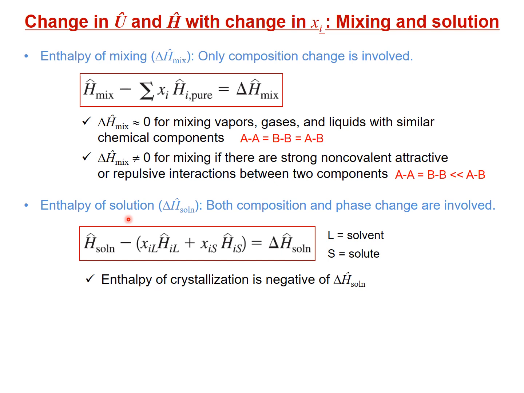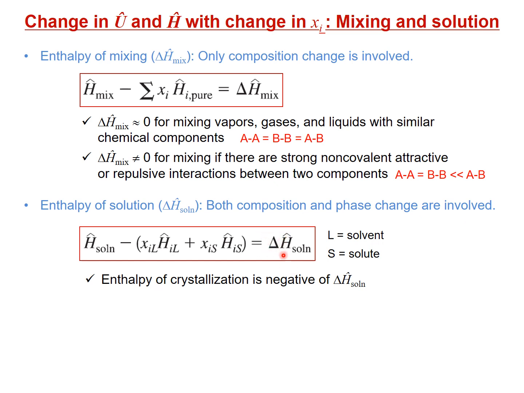The next one is enthalpy of solution. For example, you are dissolving sodium chloride in water. So that is the solution process. Both composition and phase changes are involved. Composition, of course, changes from 100% NaCl going to 30% NaCl. Also, phase changes. Sodium chloride is what? Solid, and water is liquid. But the phase of the solution is liquid. So, some solid phase is converted to the liquid phase.